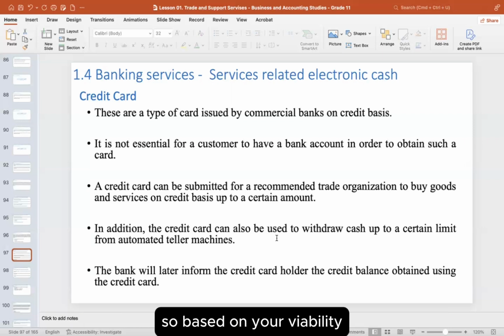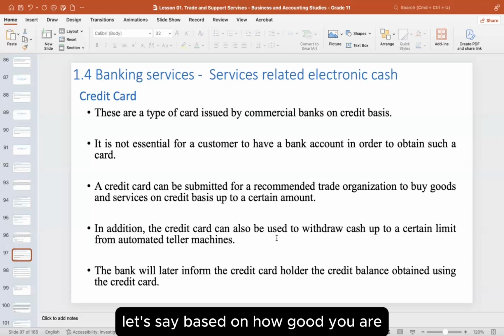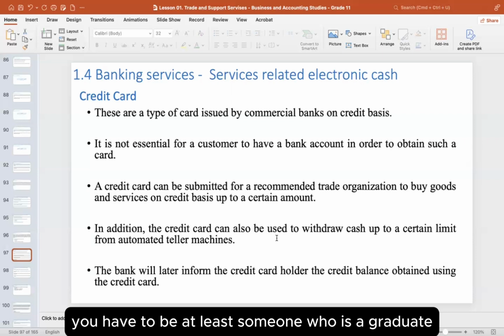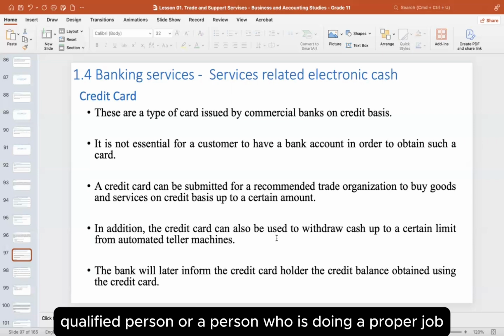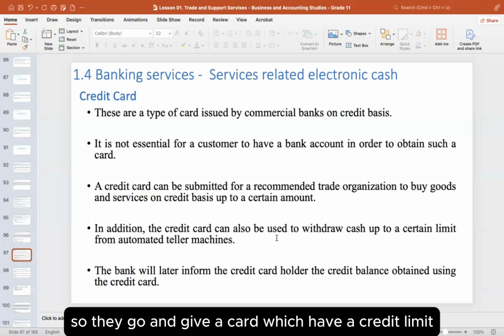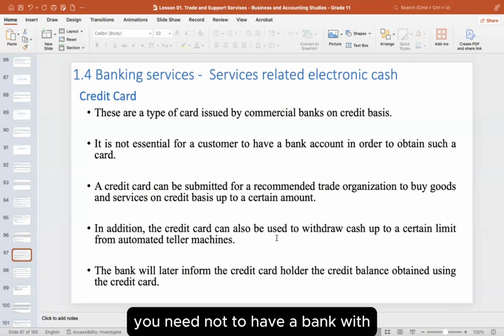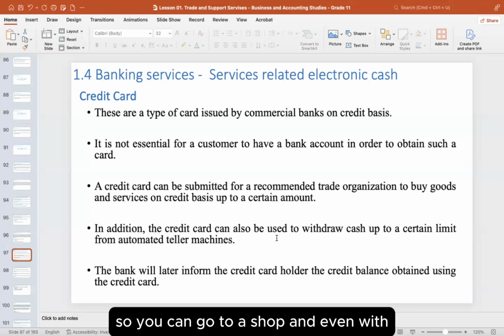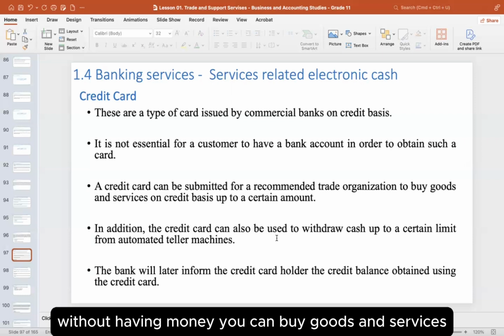So based on your viability, let's say based on how good you are. They don't give cards to people who are walking on the streets. You have to be at least a graduate, or a professionally qualified person, or a person who is doing a proper job. Only that kind of people are given credit cards. They give a card which has a credit limit, and you need not have a bank account with them. So you can go to a shop and even without having money, you can buy goods and services.